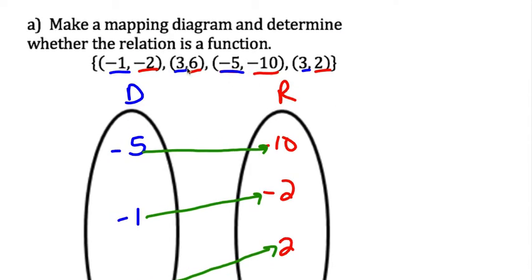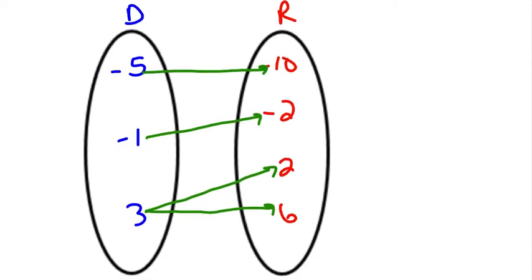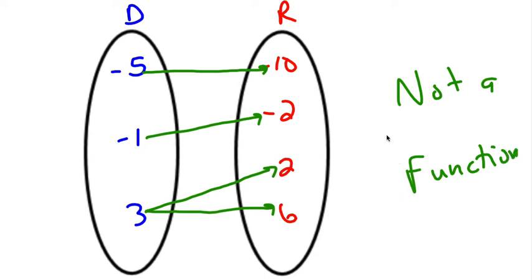Okay, now we need to determine, it is a relation. We know it's a relation, but we need to determine, is this a function, yes or no? So what I do is I look at my numbers in the domain. If any one of these numbers has more than one arrow coming off of it, it is not a function. So do you see how 3 has 2 arrows coming off of it? That means this is not a function. And if we were to graph this, we would see that it does not pass the vertical line test.